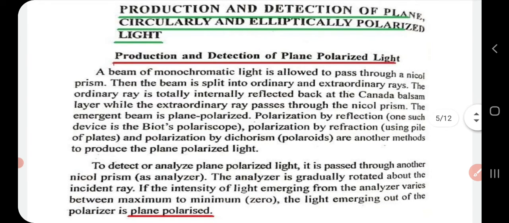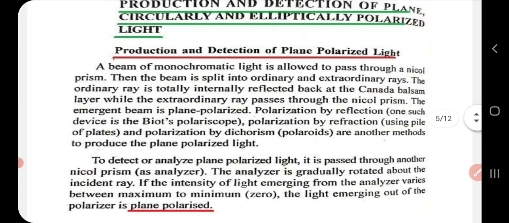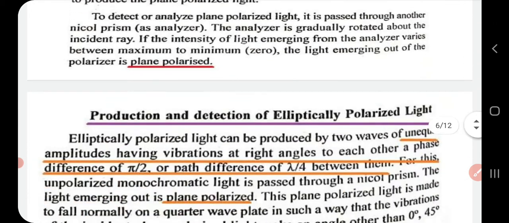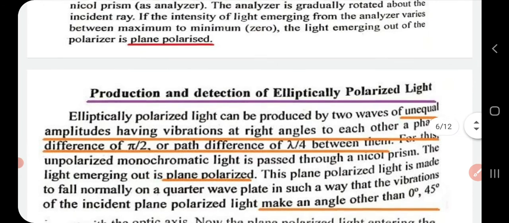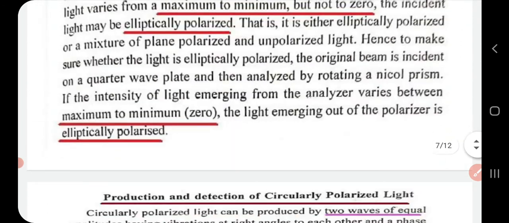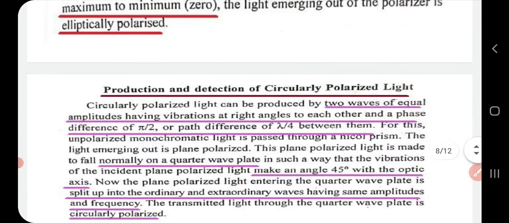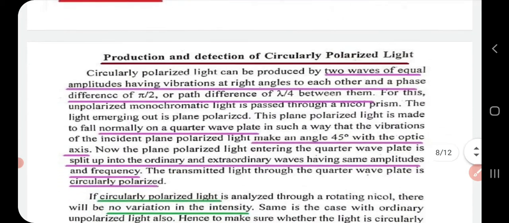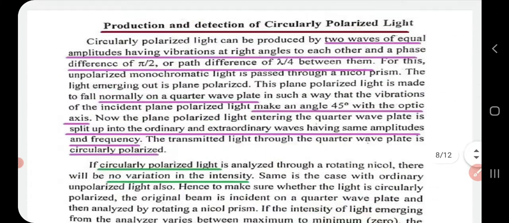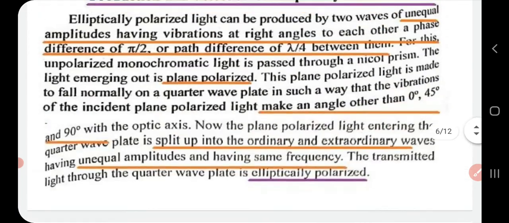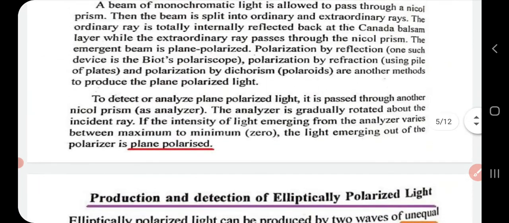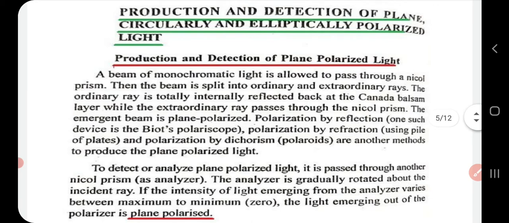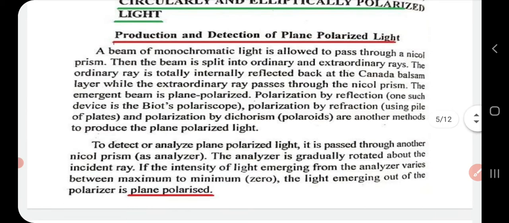So first let us discuss the production and detection of plane polarized light. Then we will learn about production and detection of elliptically polarized light. And finally we will discuss the production and detection of circularly polarized light. Okay, so this is an essay question. So let us see how you produce plane polarized light and how you will detect it.